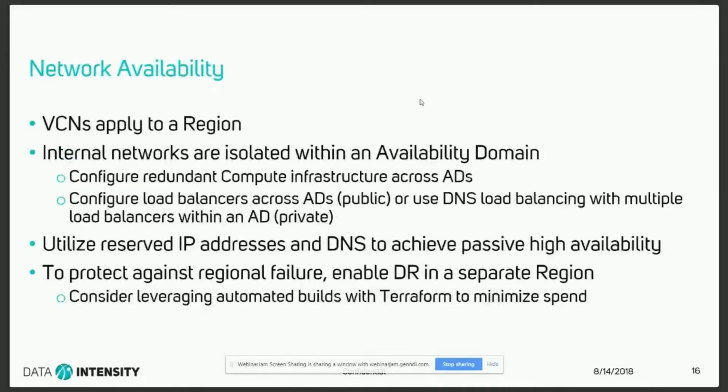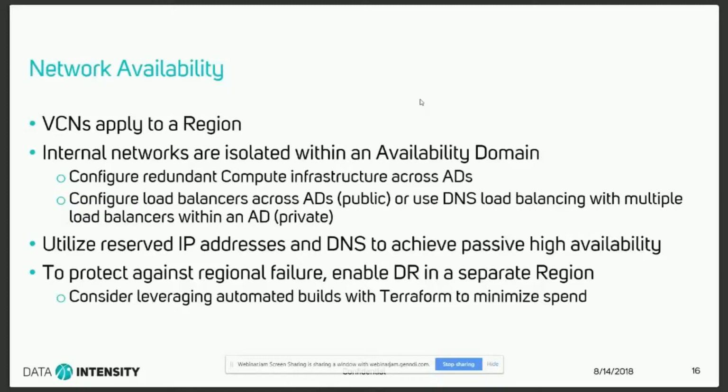From a network perspective, virtual cloud networks apply to a given region. So that VCN goes across all of the availability domains within a region. Internal networks are isolated within an availability domain. So if an internal network of availability domain 1 has an issue, the network in availability domain 2 theoretically is not impacted. That's why it's really critical to deploy compute resources across availability domains.